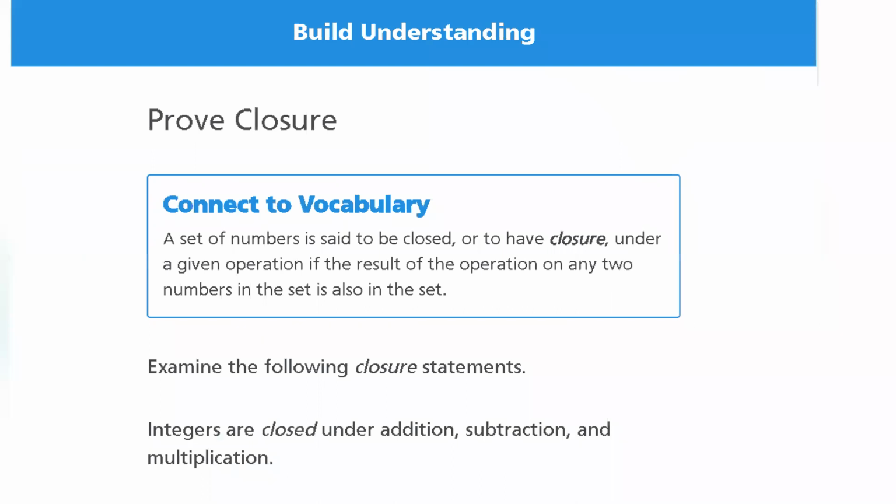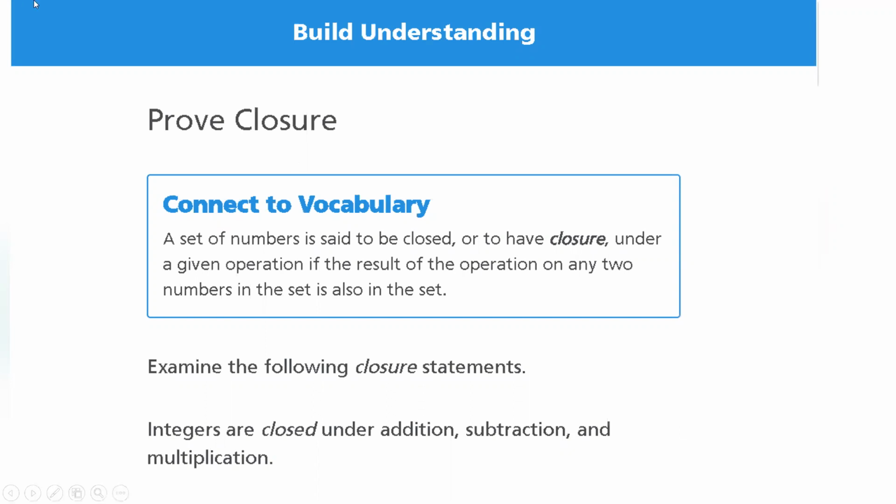What is closure, or what's the meaning of closure? A set of numbers is said to be closed, or have closure, under a given operation if the result of the operation on any two numbers in the set is also in the set. What do I mean by that?